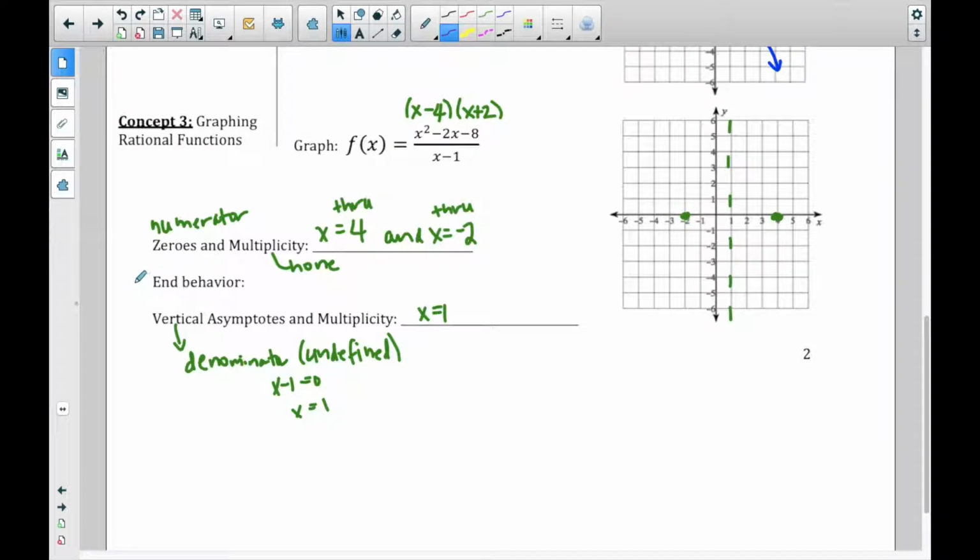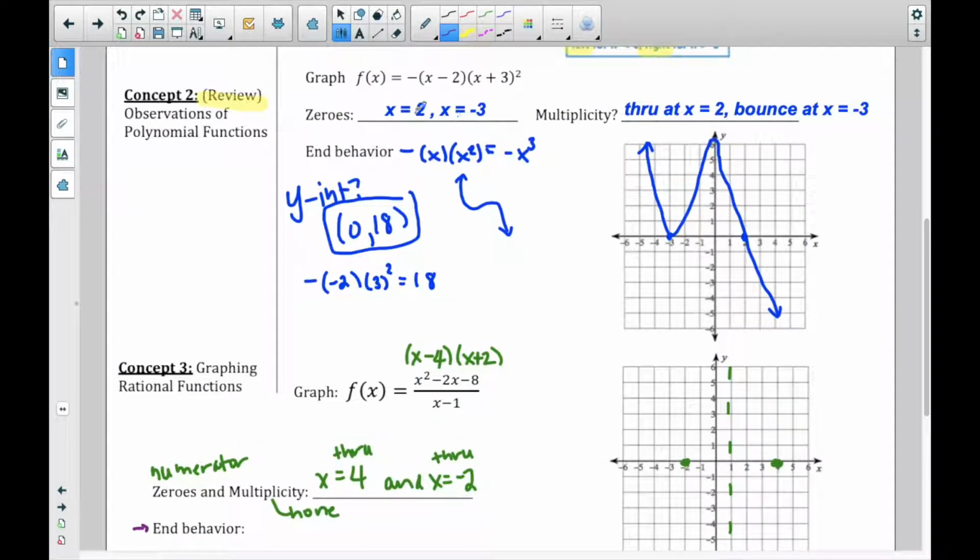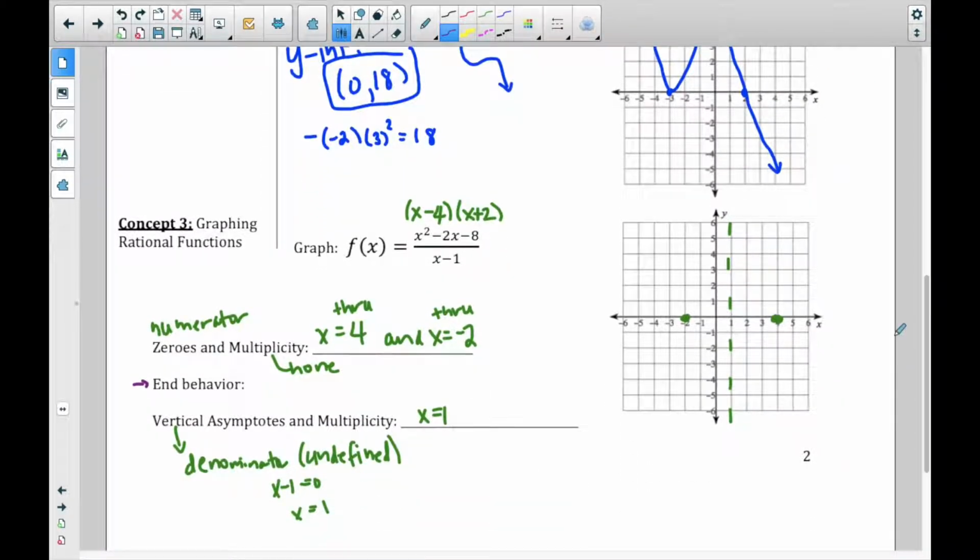Let's get back to end behavior for a minute. When we talked about end behavior in polynomials, it was just the x, like how high the power would be, and we didn't really deal with the 2 and the 3. Same thing here. We're going to look at the powers, but we have to look at both powers, that is the numerator and the denominator. As I estimate that, that comes down to x squared over x, and x squared over x reduces down to positive x.